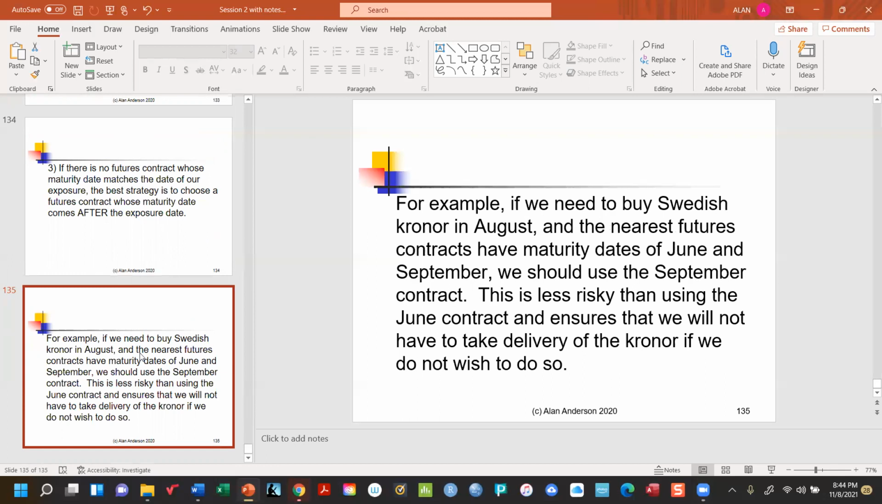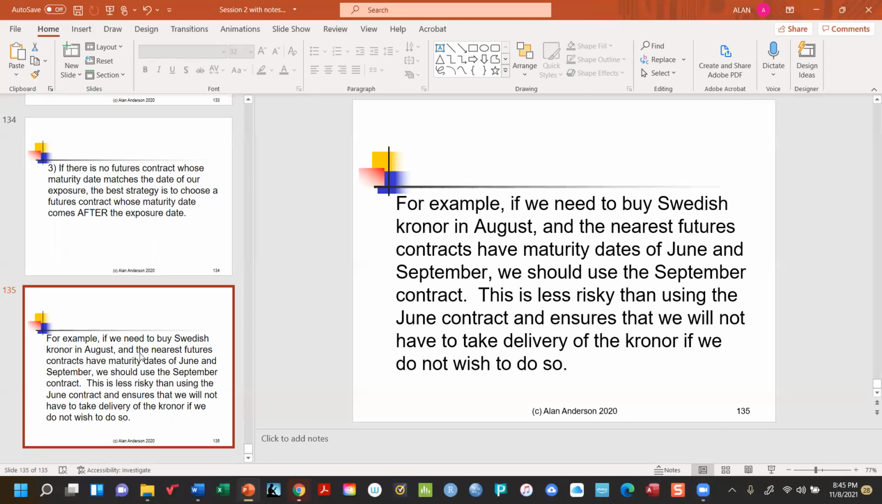because it's not only less risky, but it also means that there's less risk that we might have to take delivery of the kroner if we do not want them. So in other words, if you let the June contract expire, you're actually expected to take delivery of the kroner, which you may not want to do. So by entering into the September contract, you're guaranteeing that you'll never actually have to take the kroner if you don't really want them.